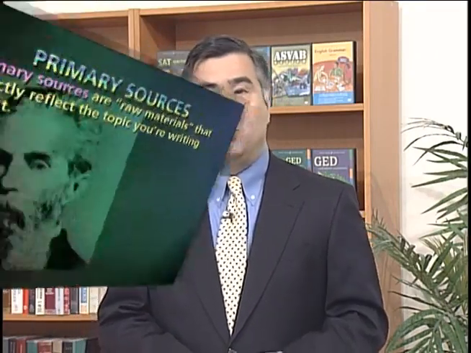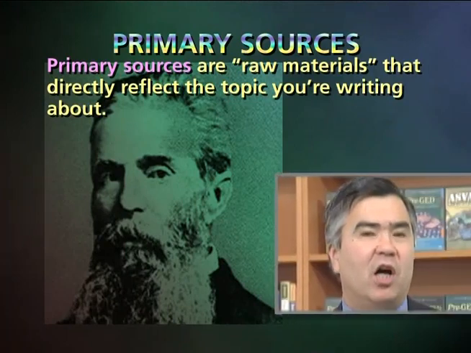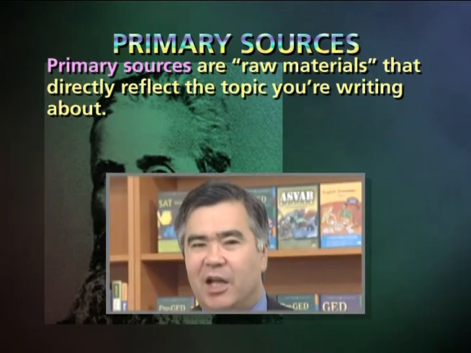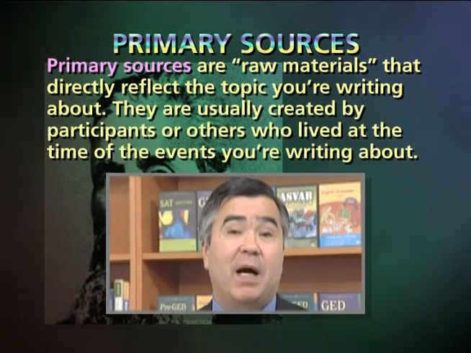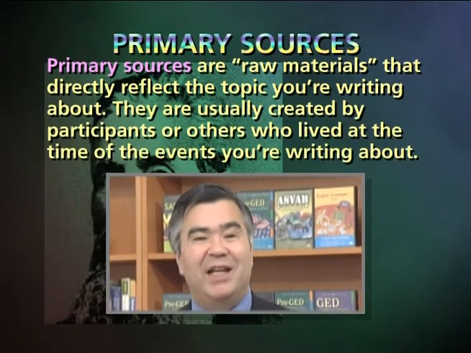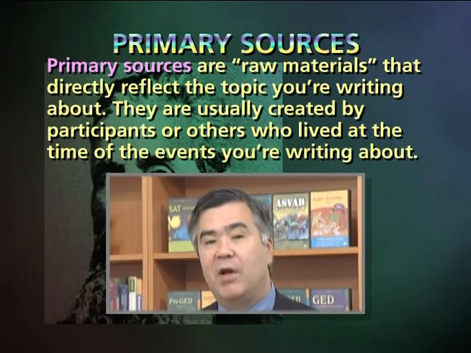A key distinction that students need to know, and which is unfamiliar to many students working on their first research paper, is between primary and secondary sources. Primary sources are raw materials that directly reflect the topic you're writing about. They are usually created by participants or others who lived at the time of the events you're writing about.